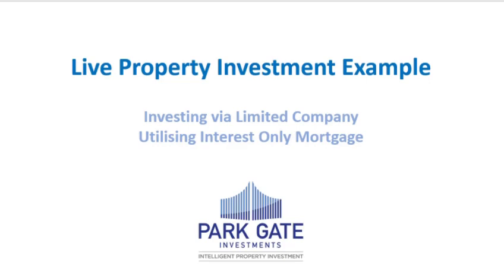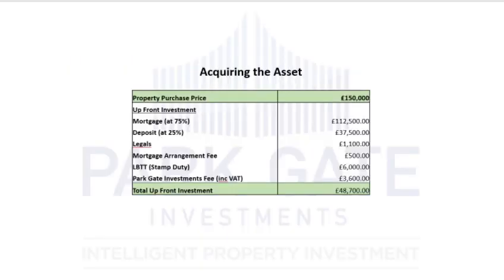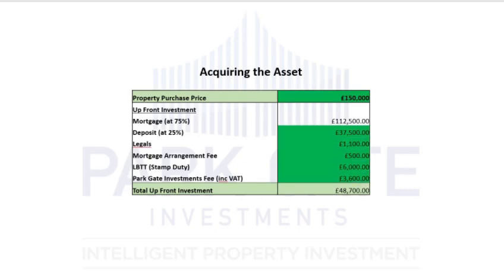Note that we invest in prime assets that deliver continuous rental and strong capital growth. Okay, from the outset, we need to understand what it will cost to acquire the asset. Here we see the property value, £150,000, and a 25% deposit of £37,500. Add to that legal fees, mortgage broker fees, stamp duty, and our fee of £3,000 plus VAT to provide your total upfront investment figure of £48,700.